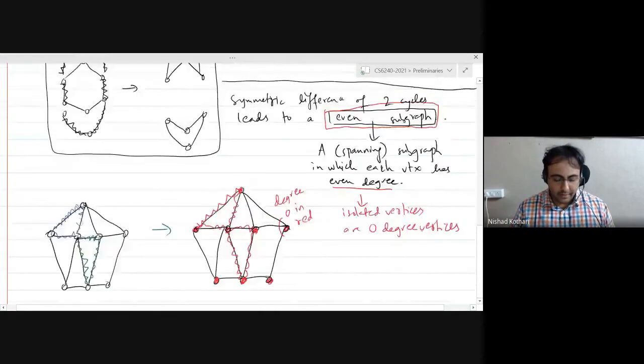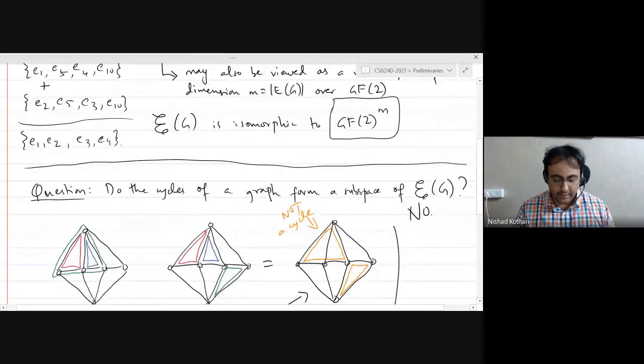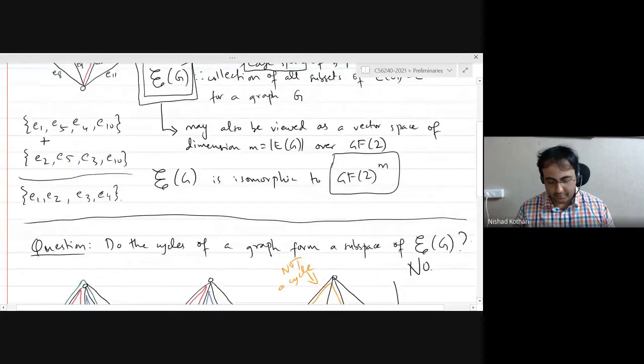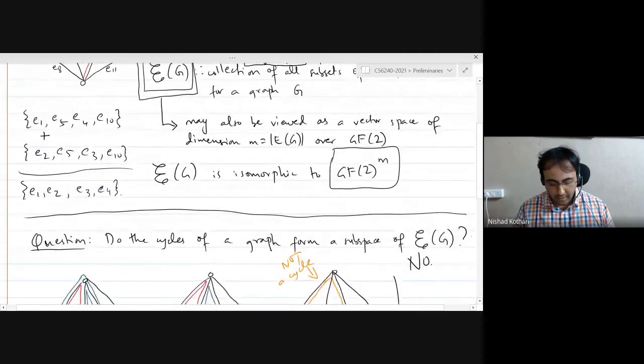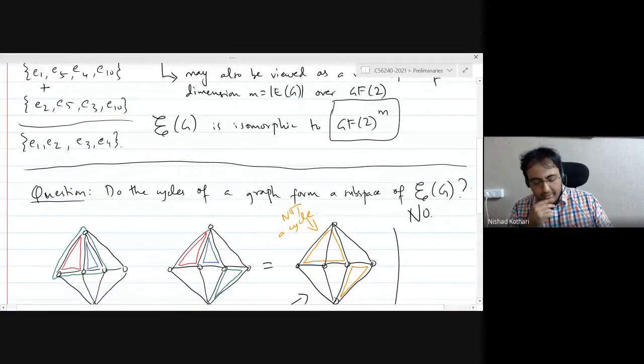So I claim that if you take the symmetric difference of cycles, you will get even subgraphs of the graph. In fact, these subgraphs form a subspace of the edge space of the graph. This is actually the subspace we are looking for. In particular, we need to show that the symmetric difference of any 2 even subgraphs is yet another even subgraph. That includes cycles, because cycles are even subgraphs.